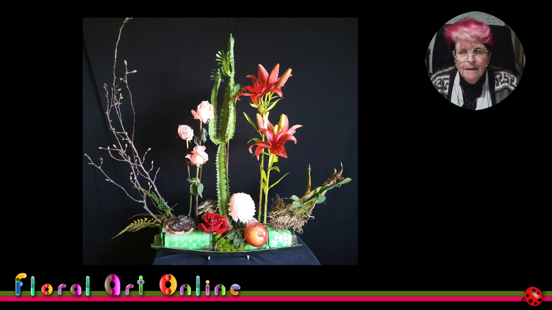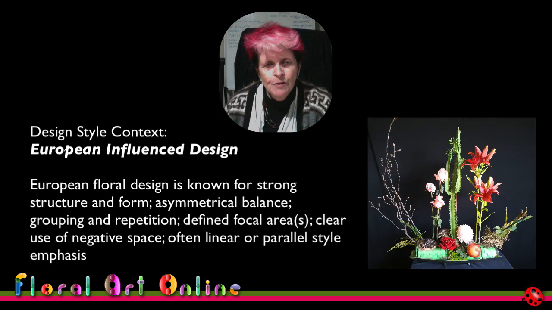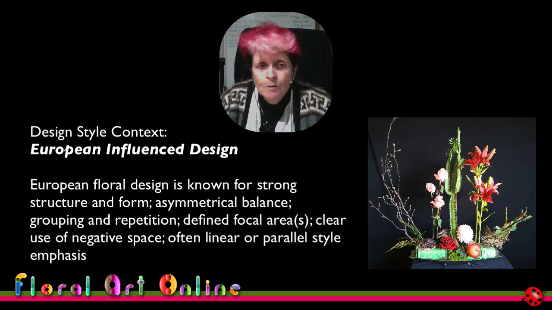So let's have a look now at what the analysis says about the design in terms of it being a European influence design, and then we'll go and have a look at the deconstruction, reconstruction efforts that I made. Now let's look at the definition and the analysis of this design in terms of that definition. So the design style context is European influence design.